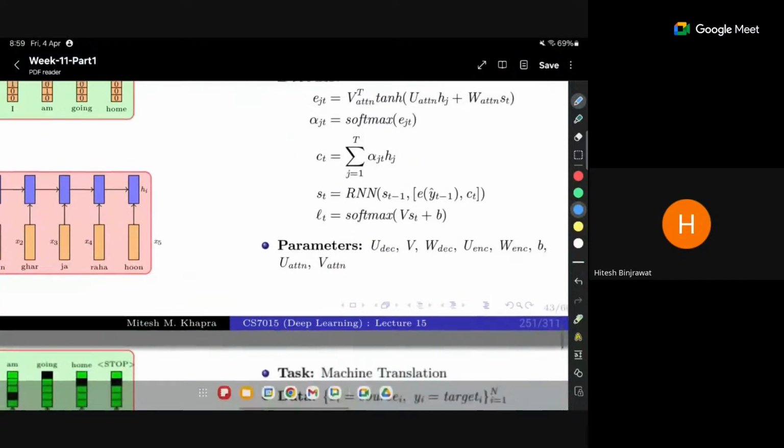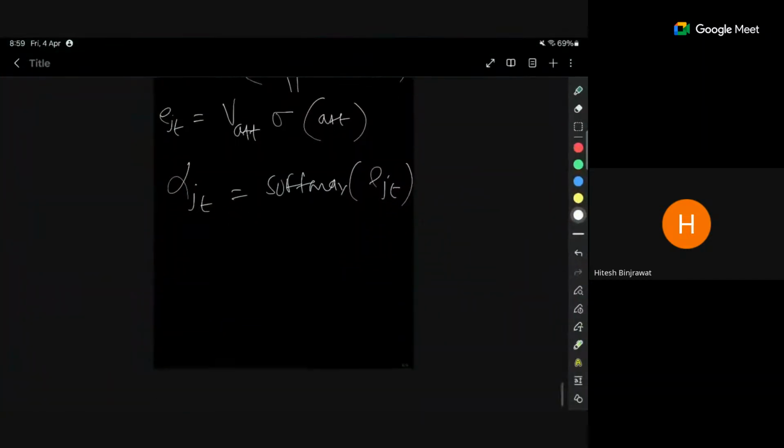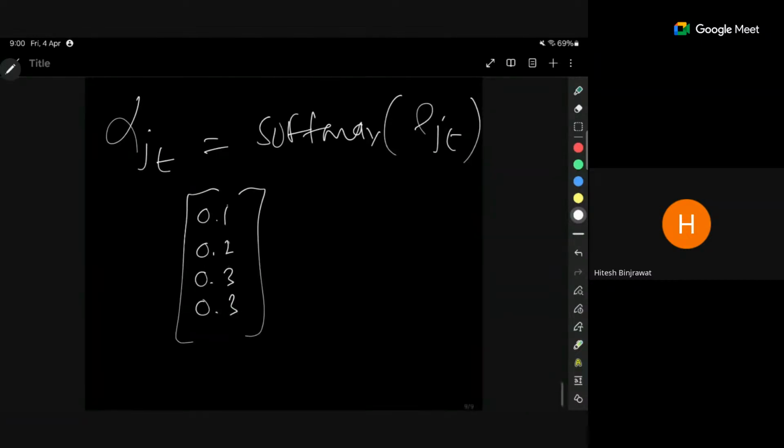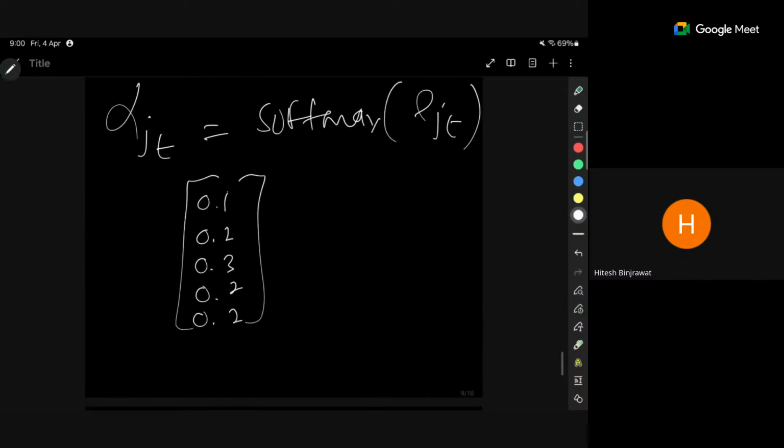Now there is something more I have to do. What I found as of now is alpha JT. Basically, alpha will look like this: 0 point some probability value, like 0.1, 0.2, 0.3, maybe 0.3, 0.2 or something. The total should be 1. So I found this probability of each of the words.